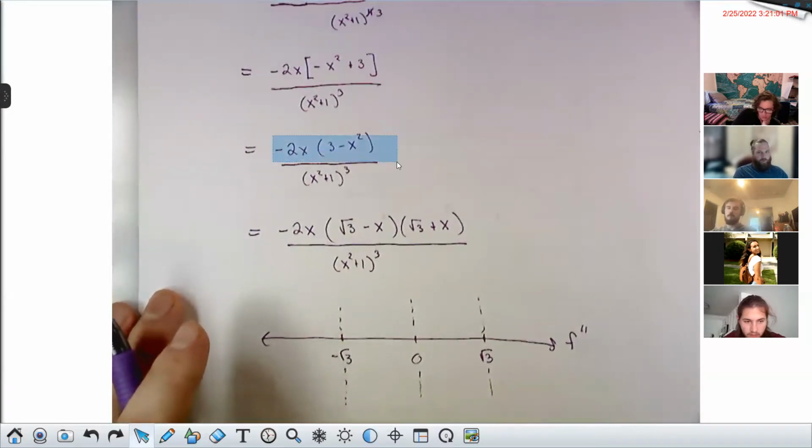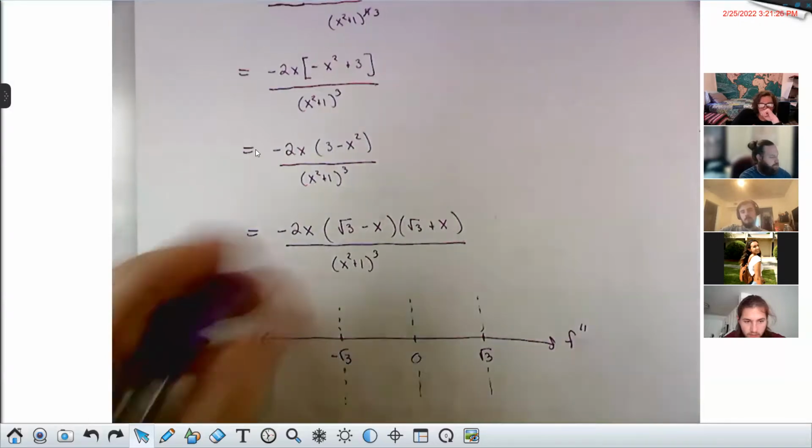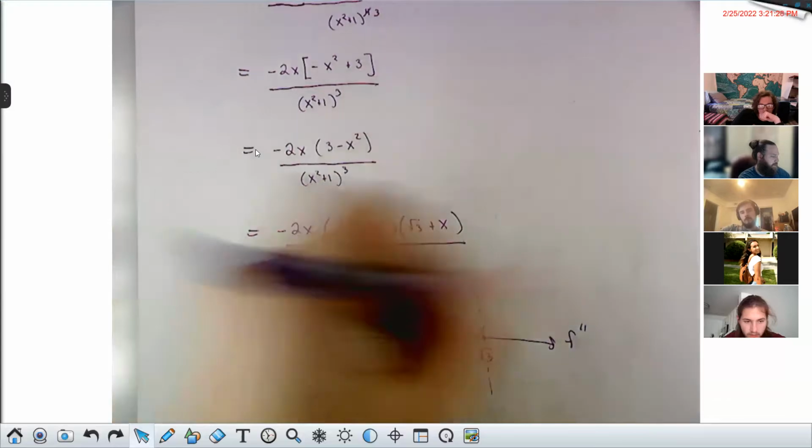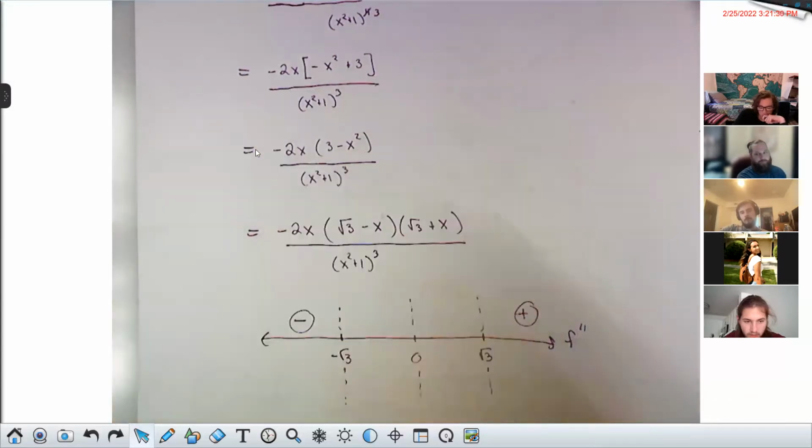From, say, this form here, again, the denominator is always positive, not because it's a square, but because x squared plus 1 is always positive. From here, you can see that the numerator is a degree 3 polynomial with a positive lead coefficient. If you distribute this negative 2x, you would get positive 2x cubed minus 6x. So degree 3, positive lead coefficient, that means we're going down on the left and up on the right.